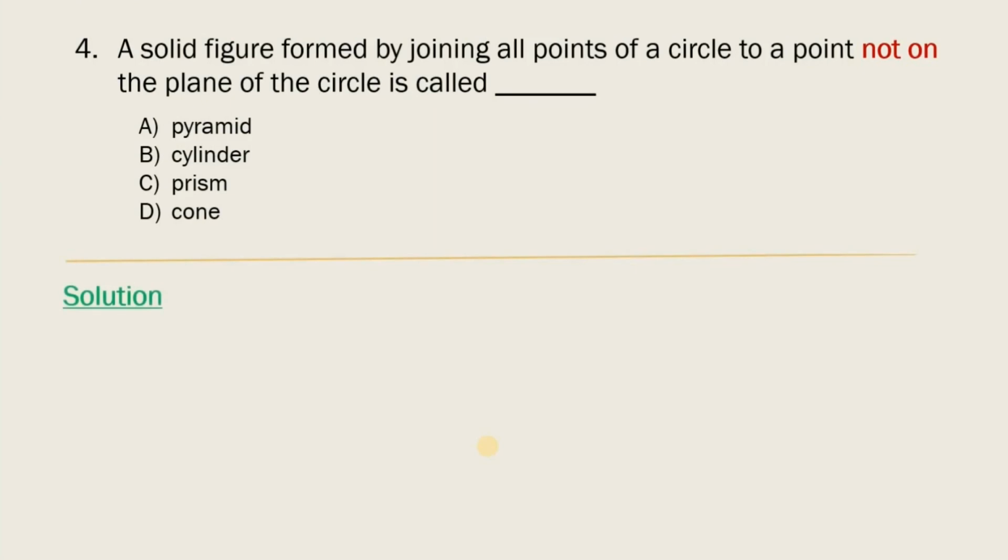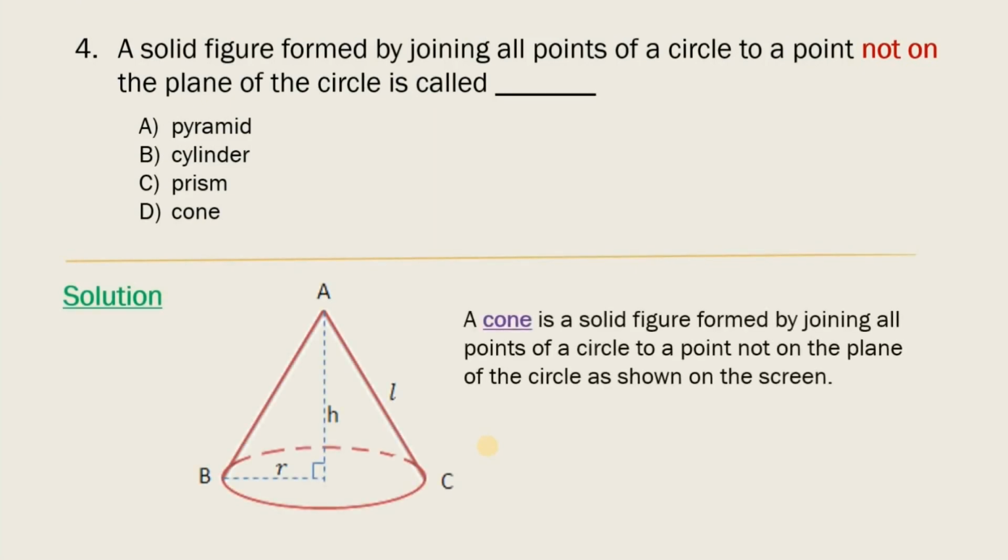Here's the solution. It's a cone. A cone is a solid figure formed by joining all points of a circle to a point not on the plane of the circle, as shown on the screen. So the answer is D.